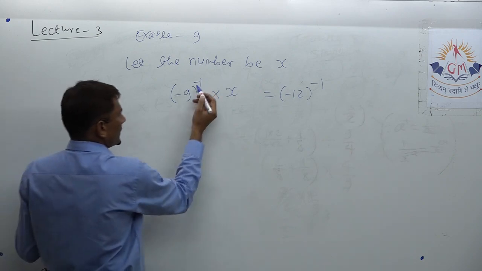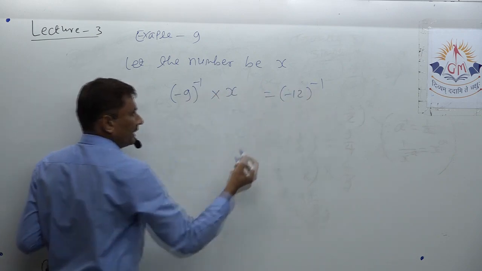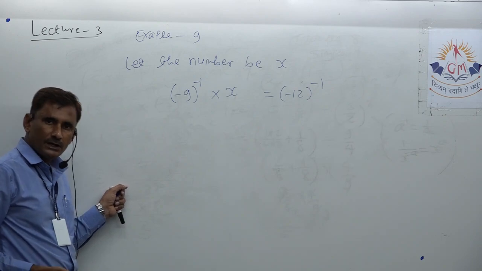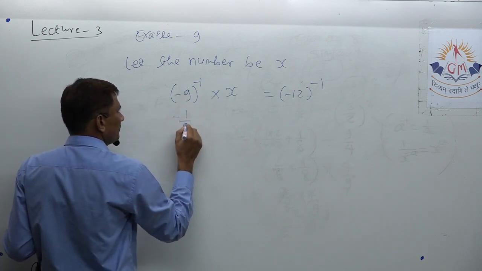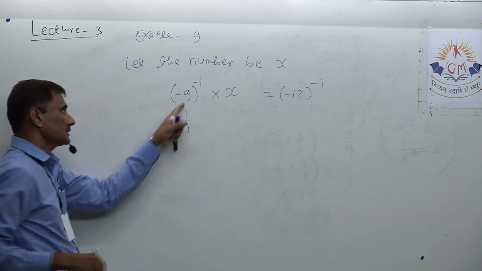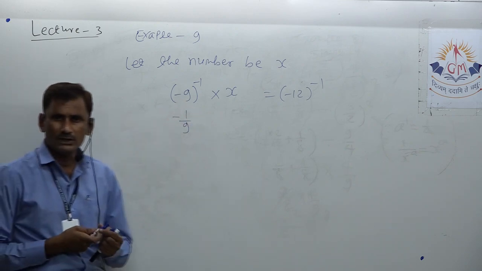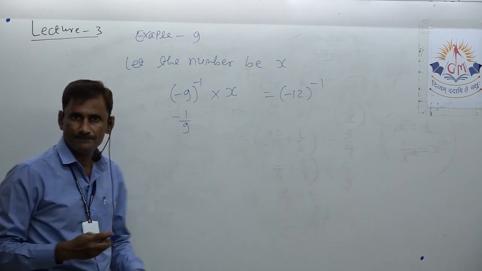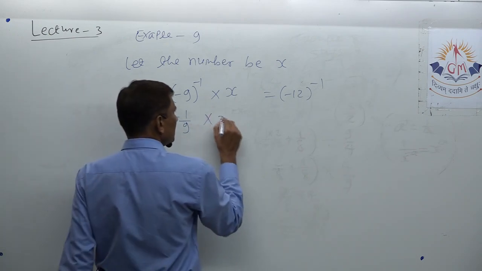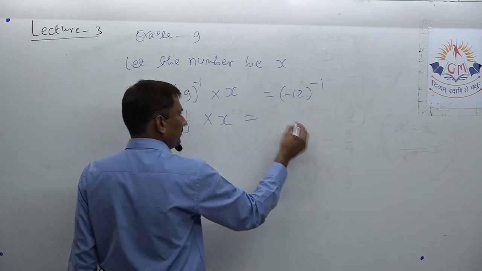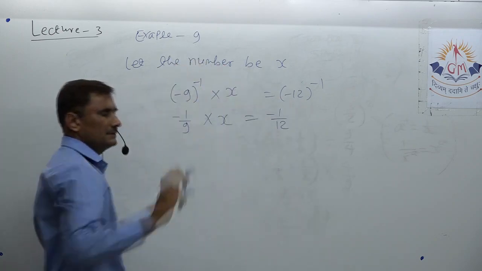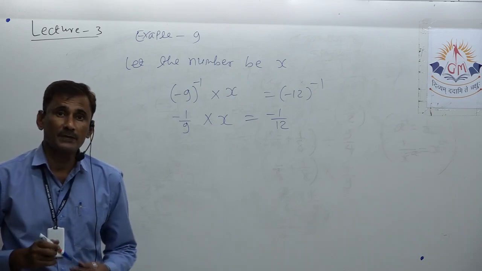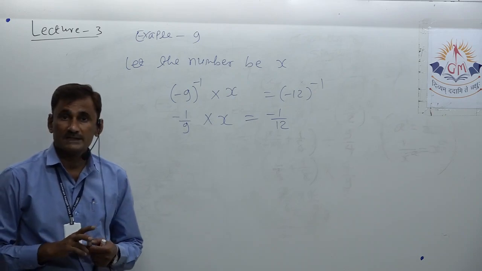First of all, we just convert both of these negative signs into positive. So now I have to write minus 1 by 9 raised to 1. The inverse is written here, but no need to write the exponent 1. In the same way, the inverse of minus 12 is minus 1 by 12. No need to write the whole raised to 1. Okay. So we just make the exponent positive.